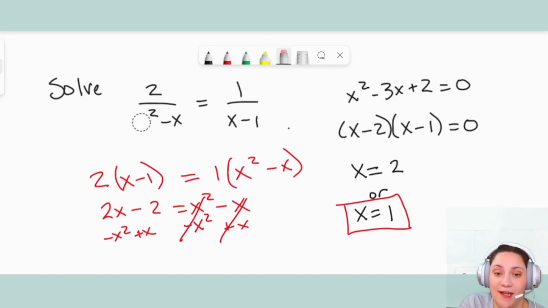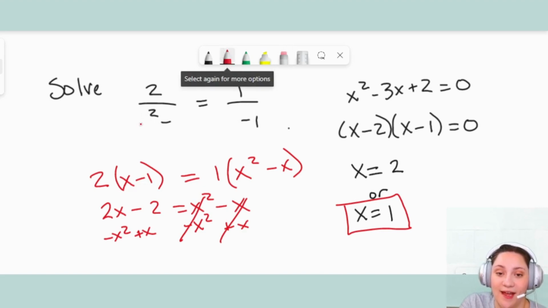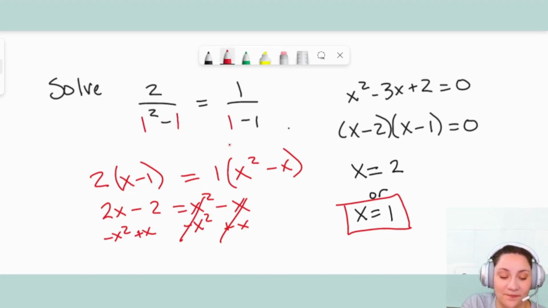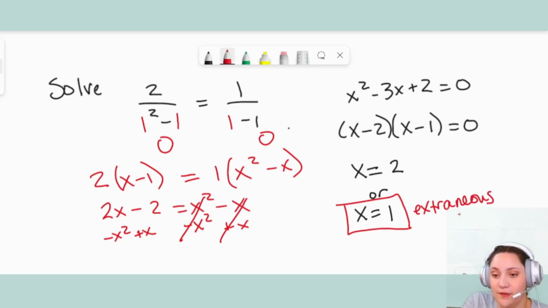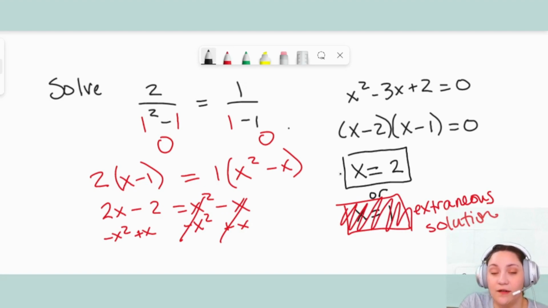So if I substitute in x is equal to 1 everywhere I have an x, I see immediately that this causes the denominator of both of these fractions to be equal to 0, because 1 minus 1 is 0 and 1 minus 1 is 0. So x is equal to 1 is what's called an extraneous solution, as we just defined it in our last problem. And it's not actually part of the solution set. So the only solution that works for this rational equation is x is equal to 2.